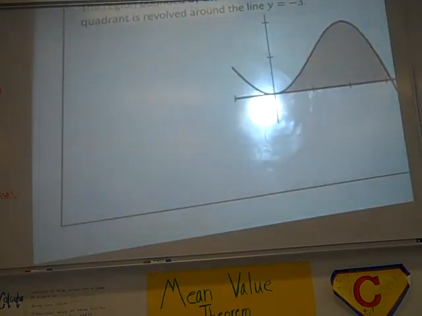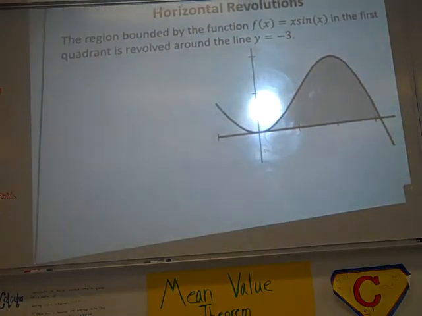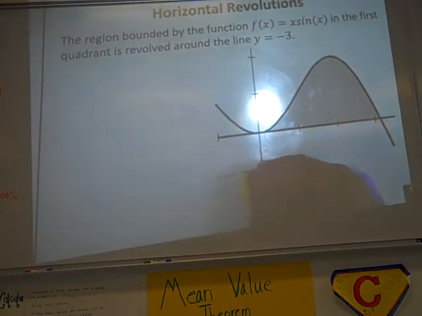One more question in terms of horizontal revolution. This one is calculator active, so let's get your calculator out. And this one is going to be a little bit different for us, and it's different in a very important way. We have the region R bounded by f of x in the first quadrant, revolved around the line y equals negative 3.